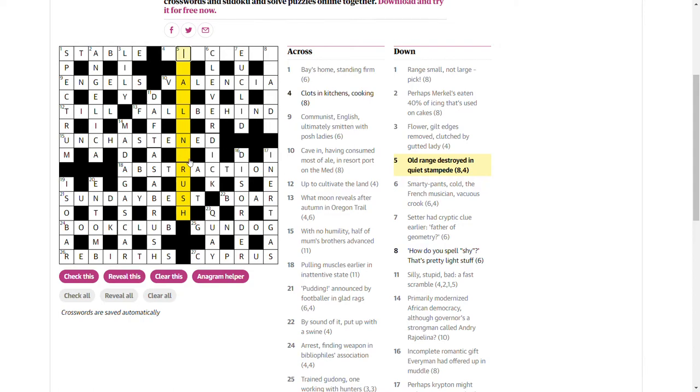What is this? Maybe it isn't rush. What was this one? How do you spell shy? That's pretty light stuff. How do you spell shy? It's a strange one, isn't it?